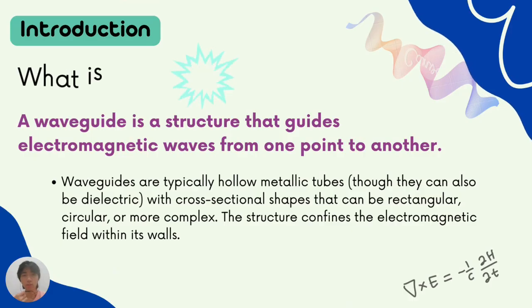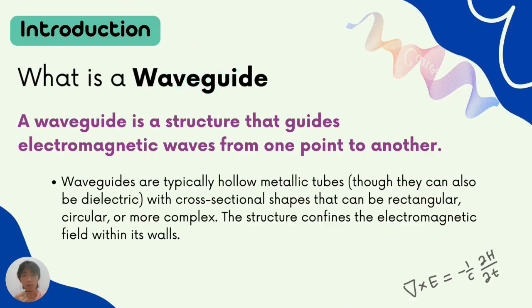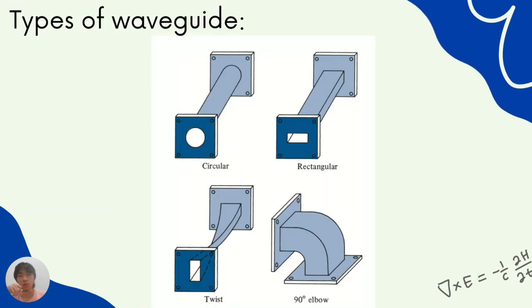So first, let's start with the waveguides. And what is a waveguide? Might be a question. A waveguide is a structure that guides the electromagnetic wave from one point to another. Waveguides are typically hollow metallic tubes, or they can also be dielectric, with cross-sectional shapes that can be rectangular, circular, or more complex. The structure confines the electromagnetic wave within its walls, and there are a few types of waveguides, each designed for specific applications.